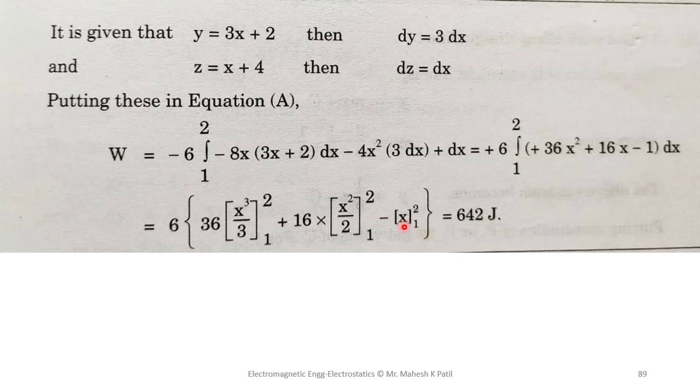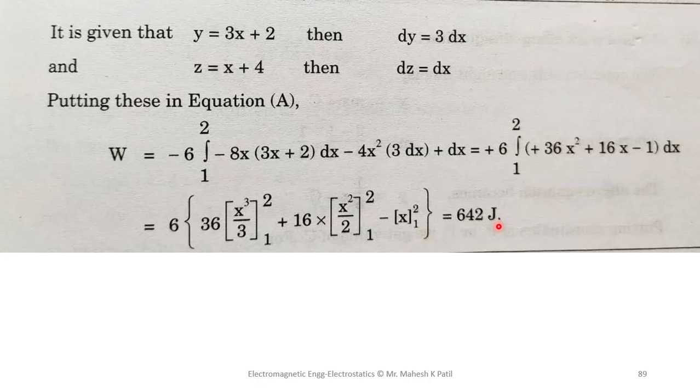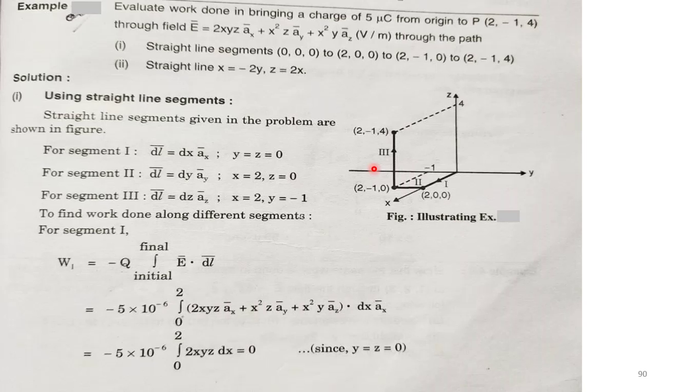So integration of dx is x, put the limit 1 to 2. Now after putting the limits, evaluate this integration, so you will get the final answer as 642 joule. So this is the final work done answer, that is 642 joule. Now we'll see the next problem.